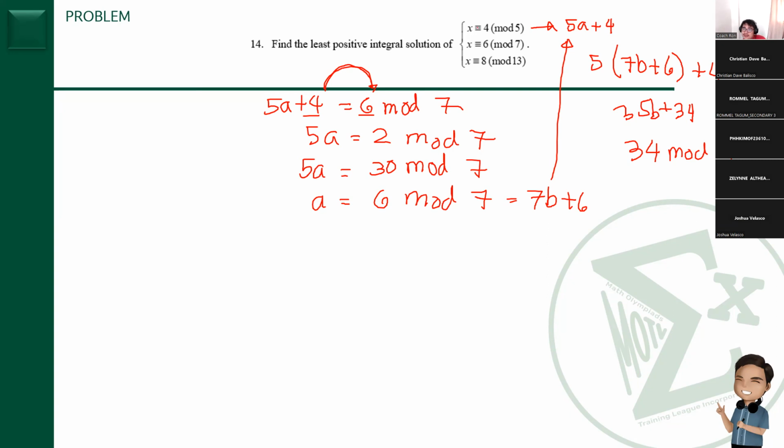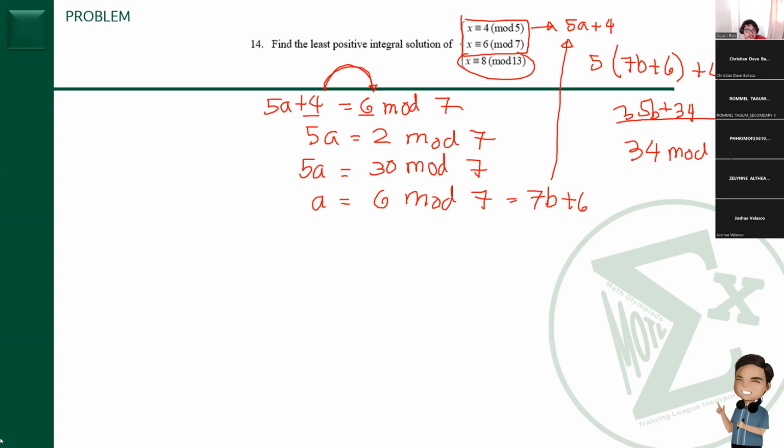Now we merged this one and this one already, right? We merged them, and when you merge it, it becomes 34 mod 35. So what I'm going to do is merge it now with 8 mod 13. That's why it gets a bit hard, because the more moduli you have, the more you have to merge. So hopefully in the finals, we're just going to have 3, because if you have 4, it becomes a bit tricky. So I'm just going to copy this, 35b plus 34, right?